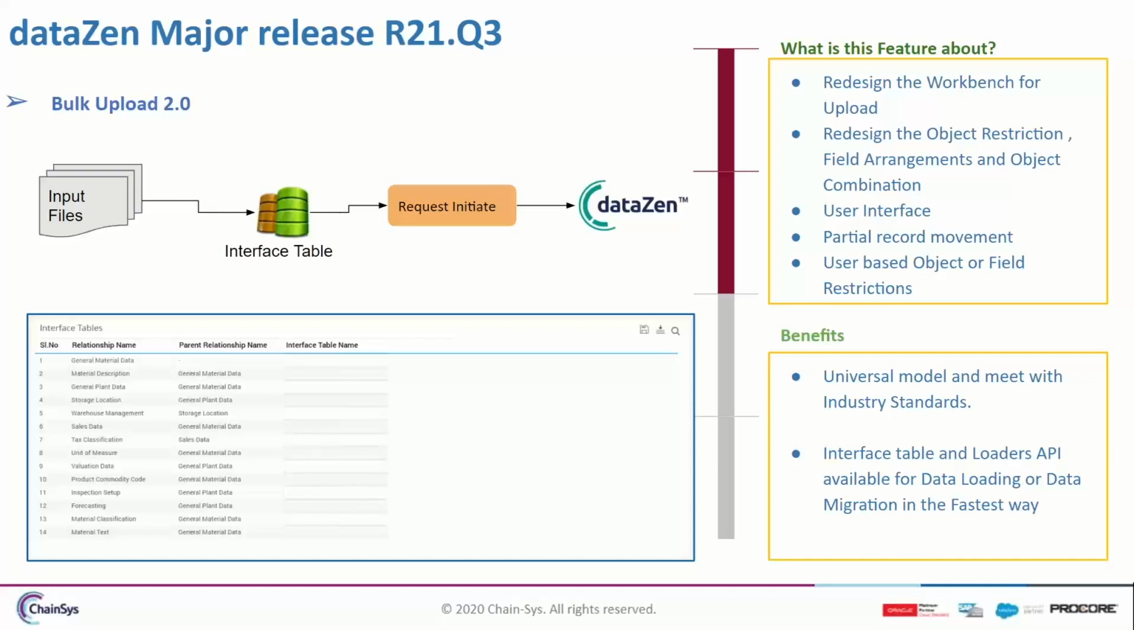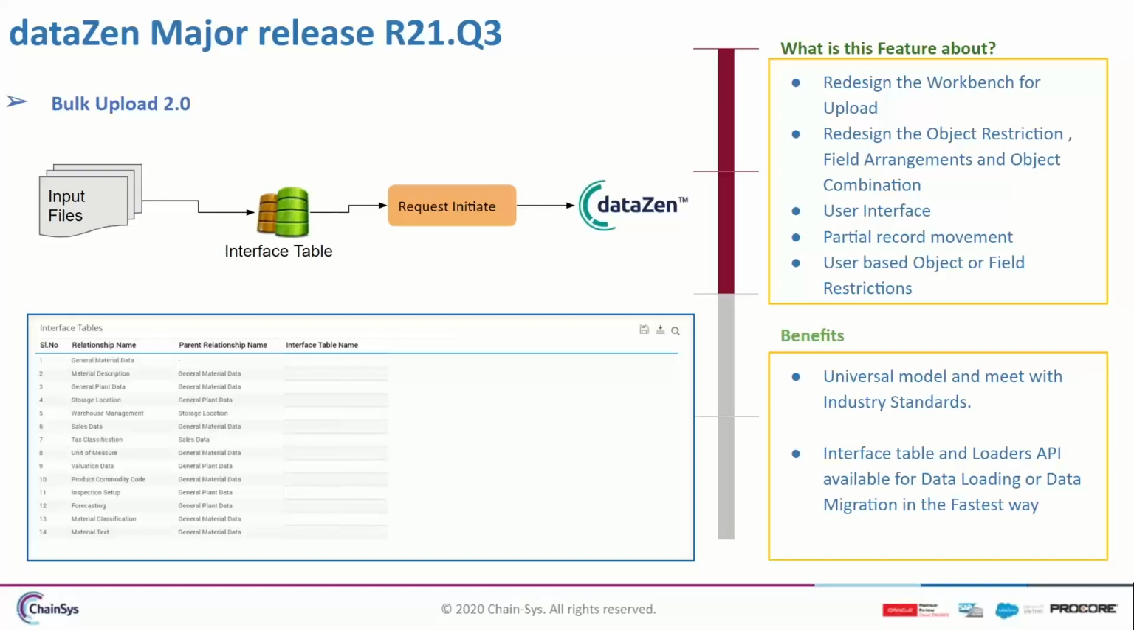And we can also do partial data record movement using input parameters like a batch number. I can give that, and those records will be moved from the request initiated status to dataZen. The benefit is that it meets a universal model with industrial standards, so I can customize my own Excel files based on business requirements. Our data zap, the splitters and joiners, will take care of populating data into the interface table. And the interface table and loader APIs are available today with this feature.